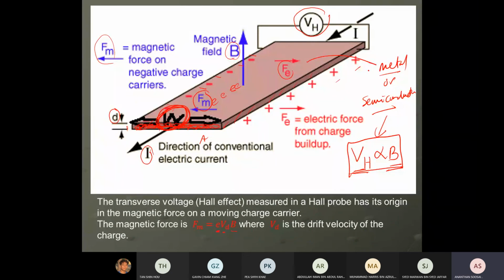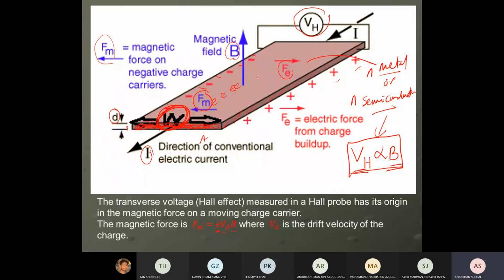Which has a greater N? Metal or semiconductor? What is N? It is the number of charge carriers per unit volume, the charge density. Which has a greater charge density, metal or semiconductor? Metal.